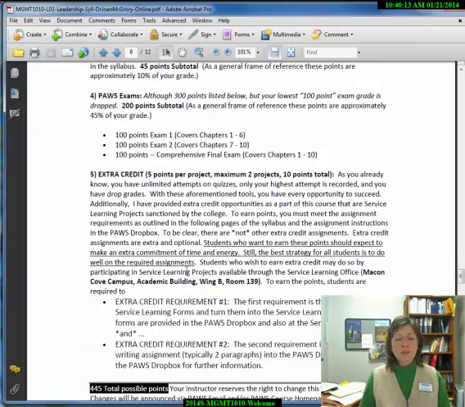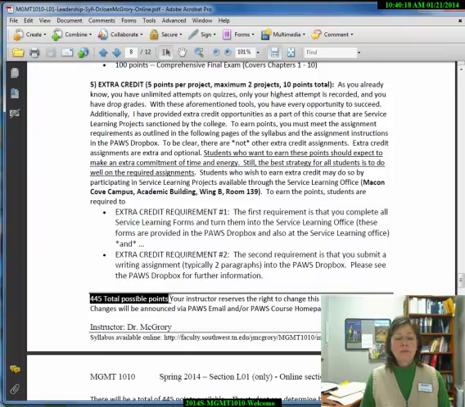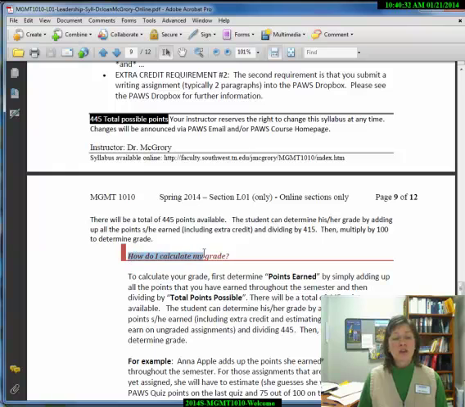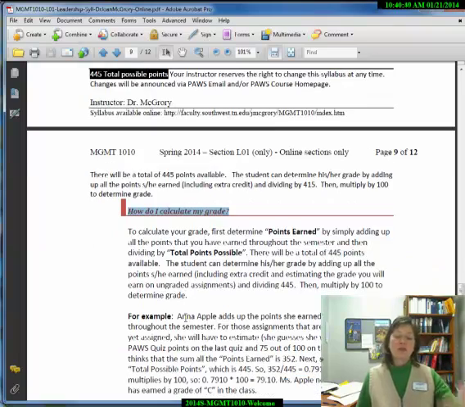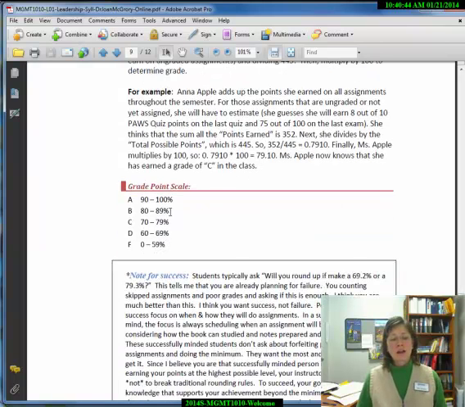Now, extra credit, and we'll talk more about this later, but you have the opportunity to earn 445 required points throughout the semester. All you do is add up the points that you earn and divide by 445 and multiply by 100, and then you'll know your grade. Here's the section, how do I calculate my grade? So at the end of the semester, again, you keep the syllabus. You refer to it throughout the semester so that you have it. You've got all the information that you need. So an A is an A, a B is a B, a C is a C, and there's the scale for that.